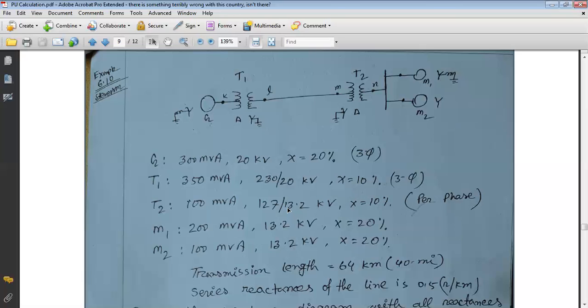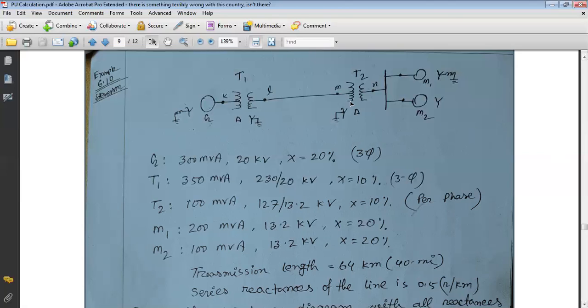T2. Now for the primary portion, this is the Y connected. So we know for a Y connected transformer there should be a difference between line to line voltage and line to neutral voltage, and the difference is if we want to get the line to line value, we have to multiply √3 with the line to neutral value.